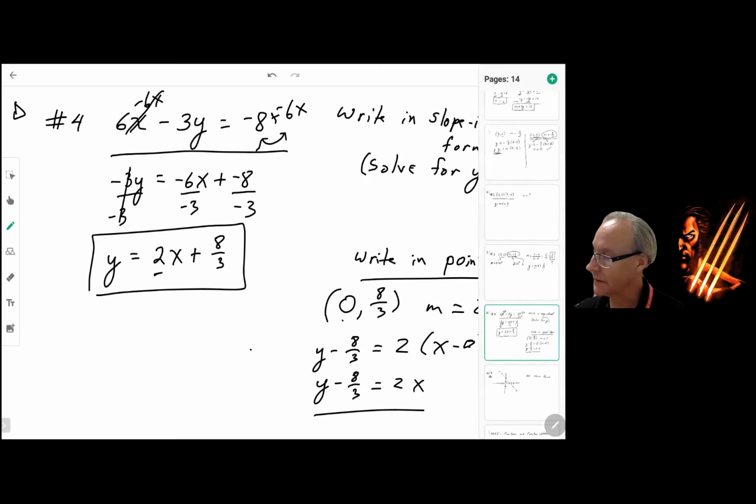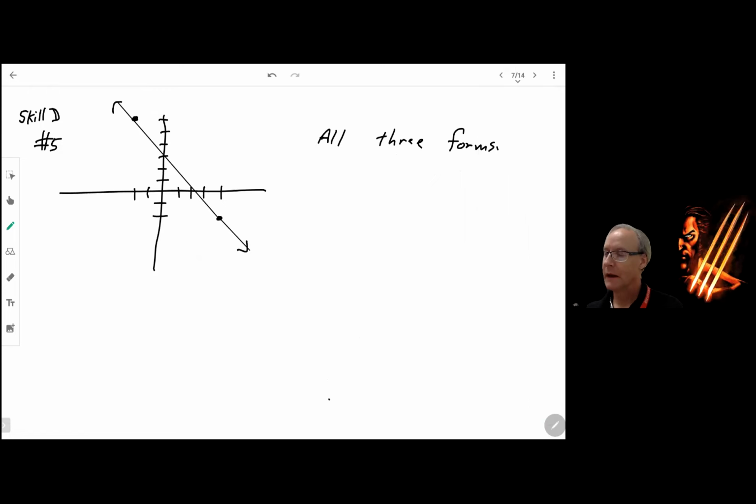I didn't make it. Now this one, we're going to write this in all three forms. You've got a point here and you've got a point here. If you read the points off of the graph, you would be able to do it the same way we just did. Of course, if you have a graph, you can count the slope, but it's a lot easier to just deal with the points. This happens to be -2.